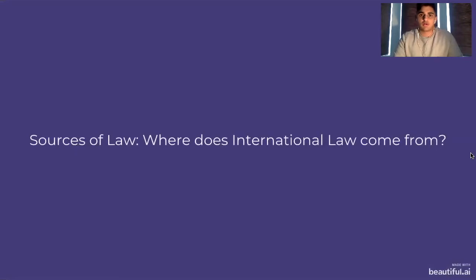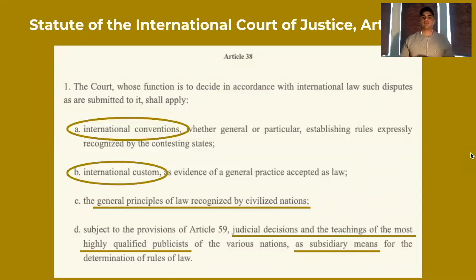Where does international law come from? Now, I think it's really important to note that international law is not as codified as domestic legal systems. And what that means is that there is no set document or official document which states exactly the different sources of law. The closest thing international law has to sort of like a document that states the different sources of law, it's this. It's the Statute of the International Court of Justice, the ICJ, which is the UN's world court, the UN's own court which decides disputes between states.